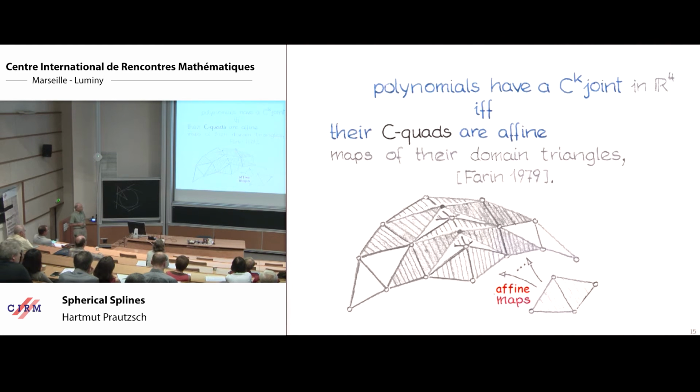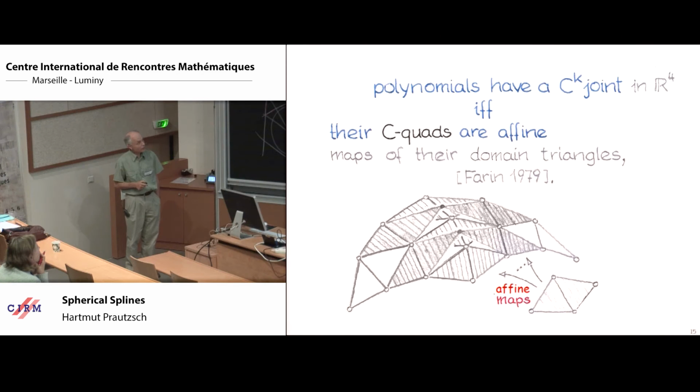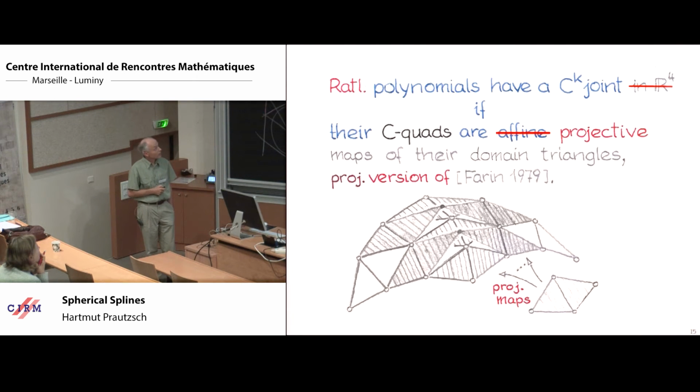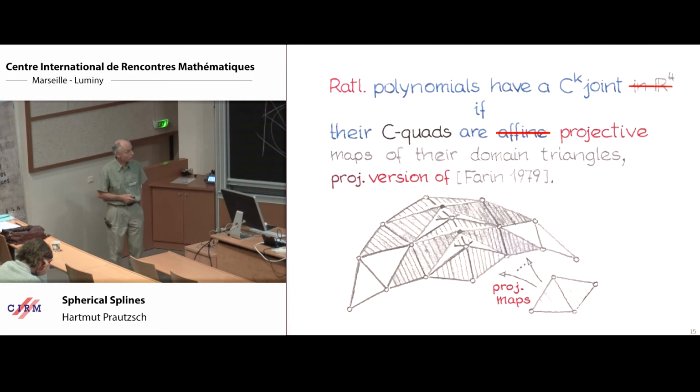And now this lives in R4, and if we inhomogenize that to get a rational patch, we have a projective transformation of it. And this then leads to the projective version of this condition. If you have two rational polynomials, then they have a CK joint if these quadrilaterals, which I call C quads here, are projective images of each other or of the domain triangles. Of course, we should not forget the weight points here.